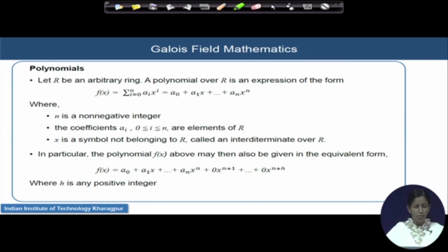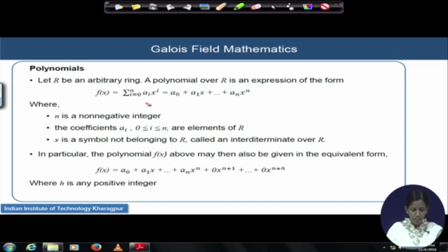Polynomials. Let R be an arbitrary ring. The polynomials over this ring will be given by the expression written here: f(x) equals the summation of i going from 0 to n of a_i x^i, where all the a_i are the coefficients, and based on the value of i, a_i is moving from a_0 to a_n. Remember, this n is a non-negative integer, and x is not a part of this ring. x is called the indeterminate, and it is introduced for the convenience in mathematics.